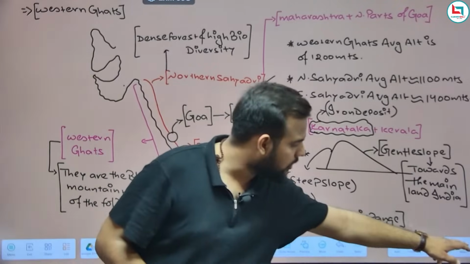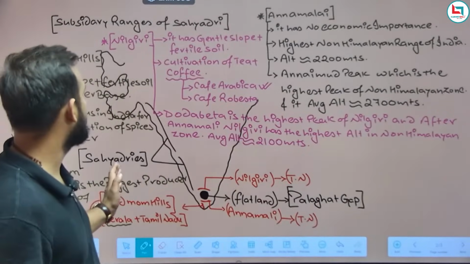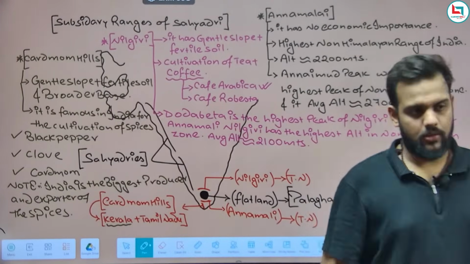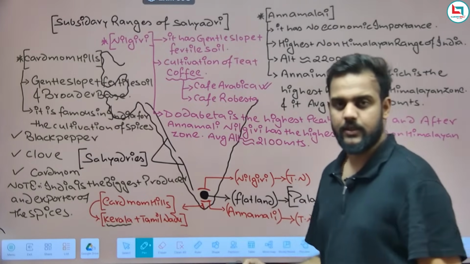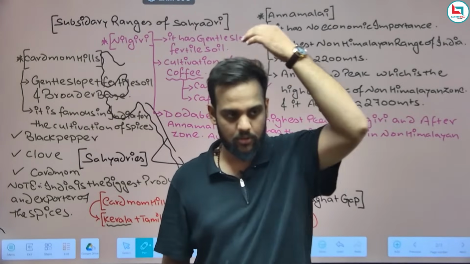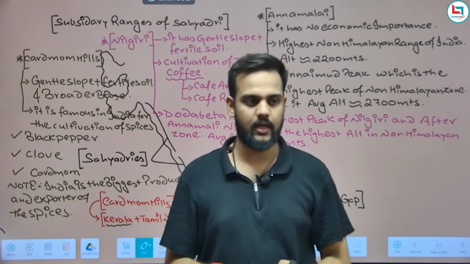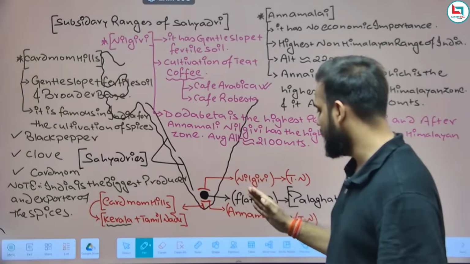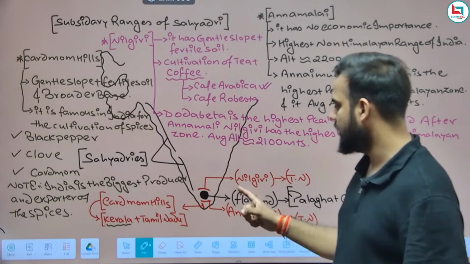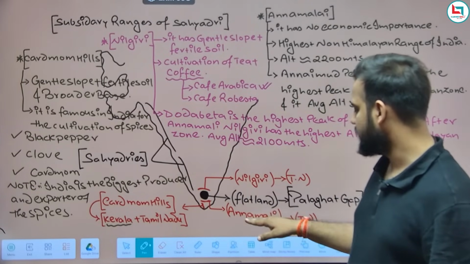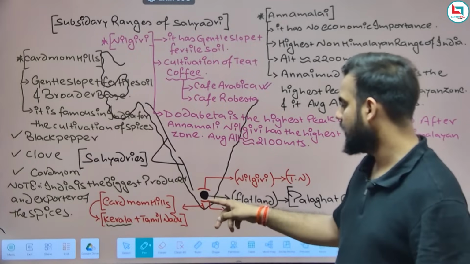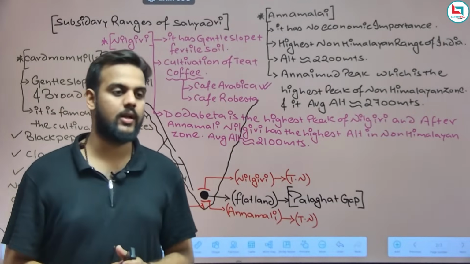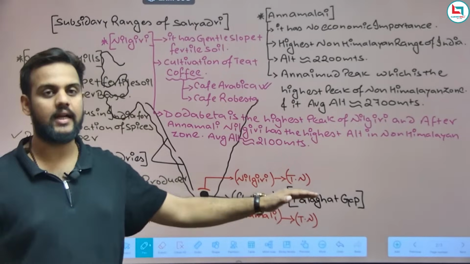Next, we had talked about the subsidiary ranges of the Western Ghats or the subsidiary ranges of the Sahyadris. When we talk about the subsidiary ranges of the Western Ghats, remember one thing, guys. When we look towards the Tamil Nadu, there we have the presence of Nilgiri. Then we have the presence of the Annamalai. Between Nilgiri and Annamalai, we have a flatland which is known as the Palaghat Gap.